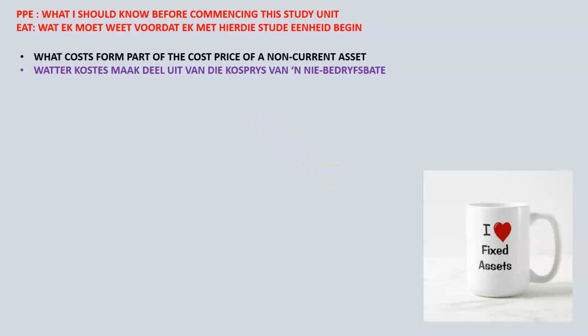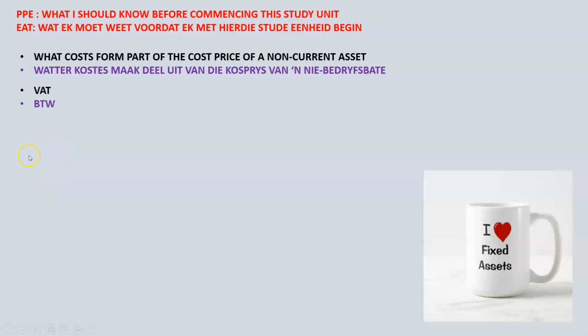But if I had that machine delivered at my premises, then that delivery cost will form part of the cost price of the asset. If I had to install the machine before I can start using it, that installation cost will form part of the cost price of the asset. So all the costs that you've incurred in order to enable you to use the asset for the purpose it was acquired for form part of the cost price of an asset.